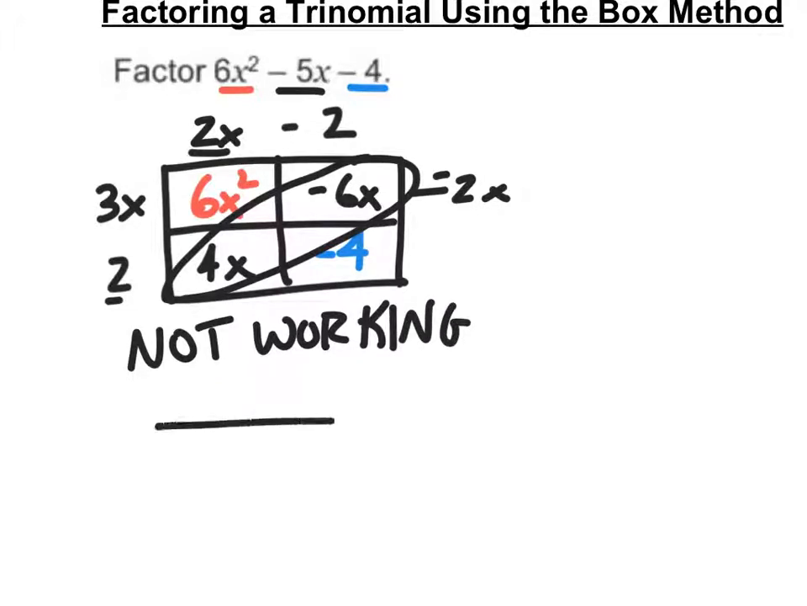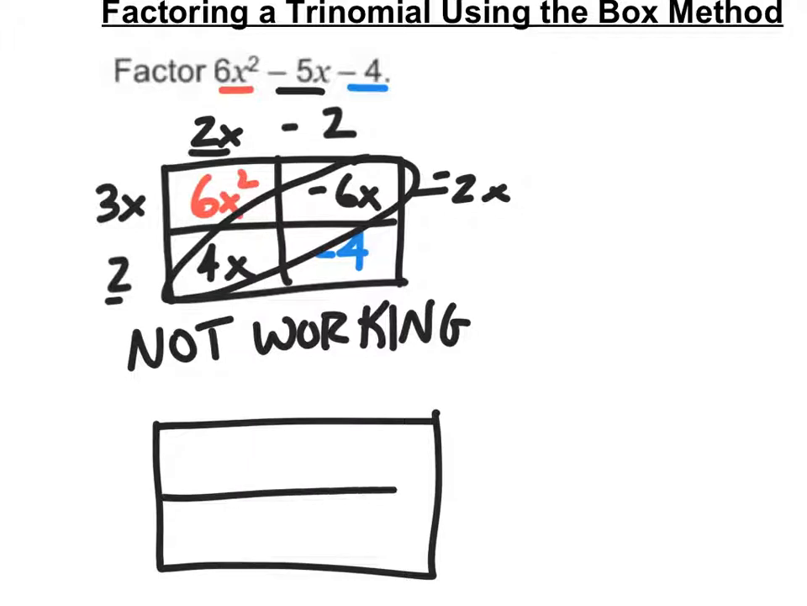Let's do the same thing. Make our box. I've got to put the 6x squared here and the negative 4 down here. The thing that I thought about was, what if I put the positive 2 here and the negative 2 here? You can kind of just switch those around, as long as these 2 numbers multiply to this, then it's okay. So 2 and 3x would give me positive 6x, and then 2x and negative 2 would give me negative 4x. And still that would just give me a positive 2x. That's not really working to our advantage right now.